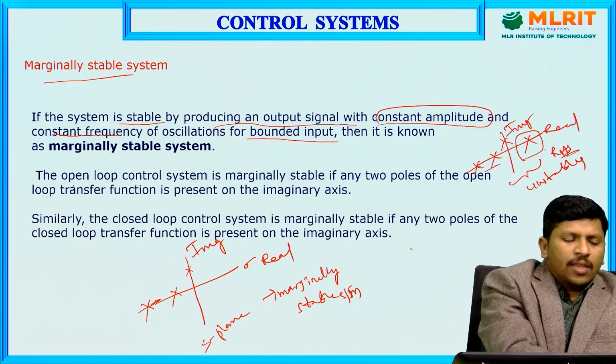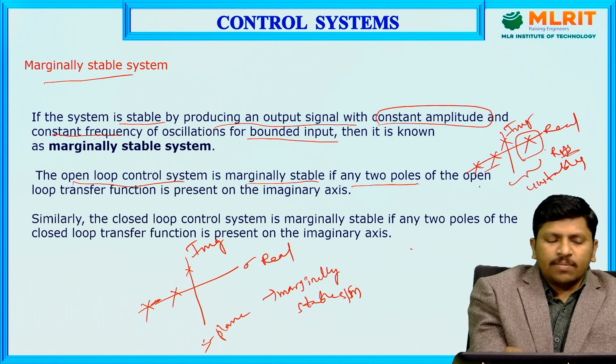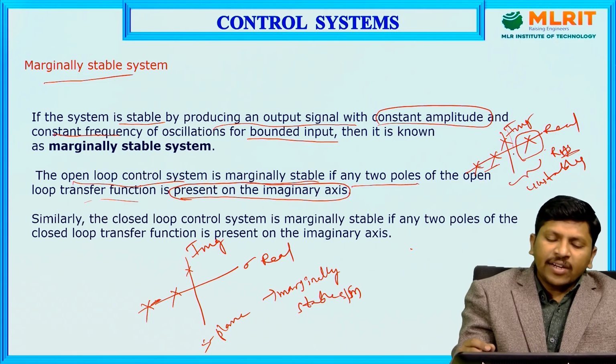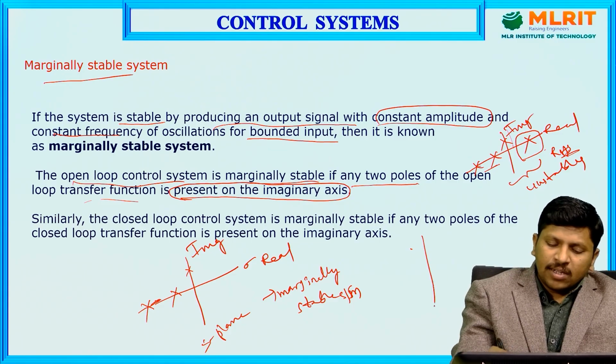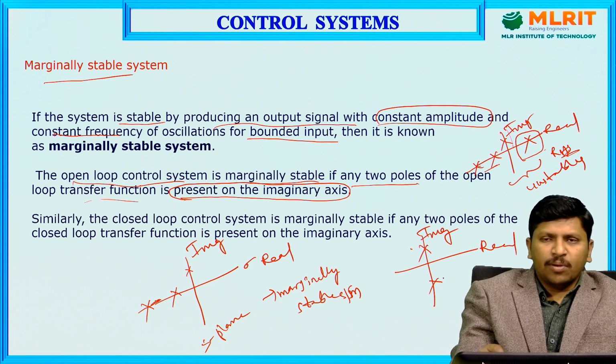See here, observe. An open loop control system is marginally stable if any two poles of the open loop transfer function are present on the imaginary axis. For example, here one pole and here one pole, two poles on the imaginary axis, then that type of system is nothing but a marginally stable system.